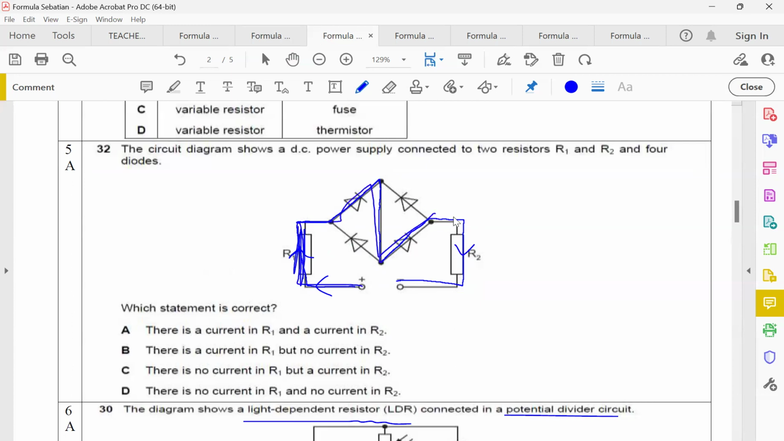Then it goes through here, then here, then here, then here. There's still current here and there's current here also. Just that they are in opposite directions. In one the current is going up, in the other the current is going down only. There'll still be current.